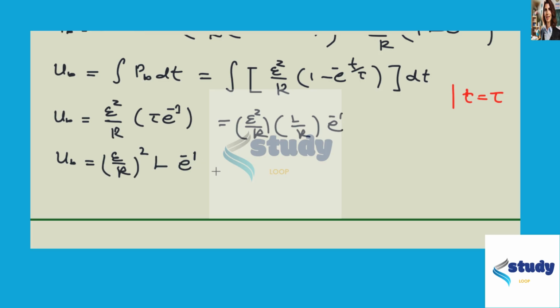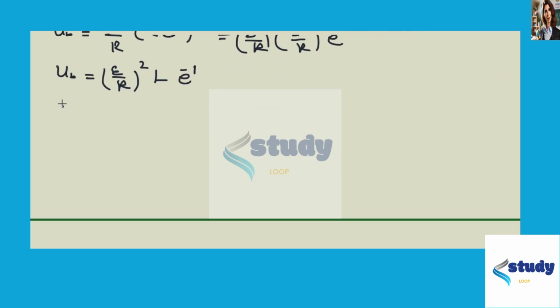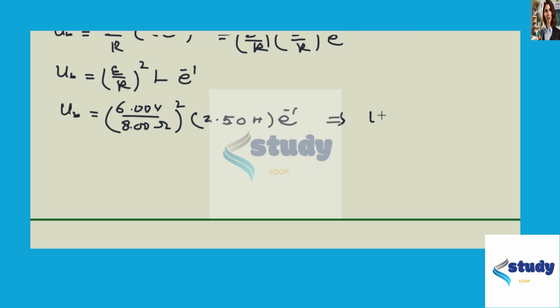Now by inserting values into this equation, we can write UB is equal to 6.00 volt divided by 8.00 ohm whole square, and here we have L, which is equal to 2.50 Henry, e raised to power minus 1. So this will give us the value for UB as UB is equal to 0.517 joule.